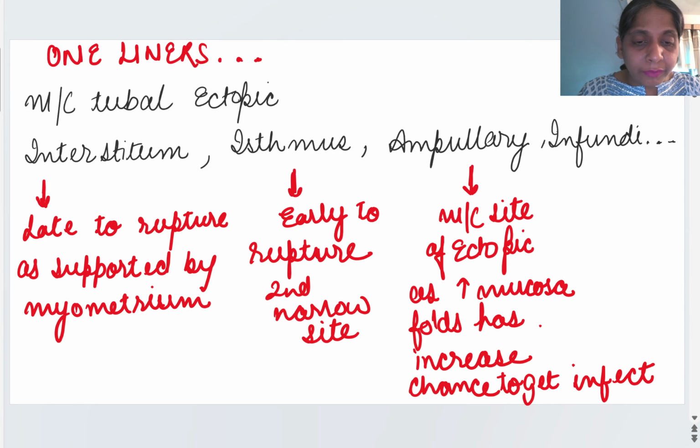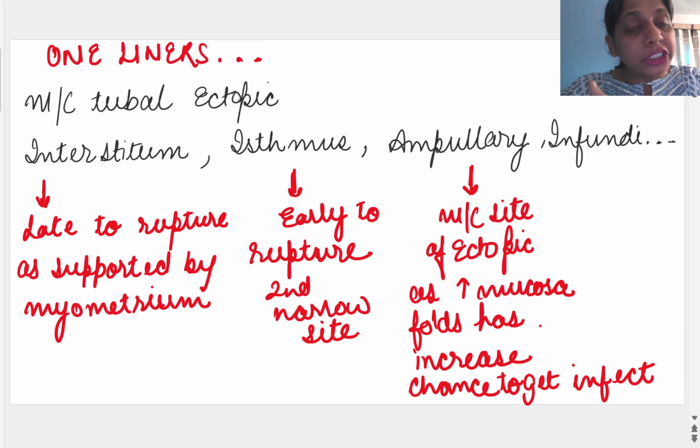Now some one-liners. We have done the ectopic pregnancy also. So you know that the most common area where ectopic pregnancy occurs is the tube, the fallopian tube. And the fallopian tube has four parts: interstitium, isthmus, ampulla, and infundibulum. Now we are going from the uterus to the ovary side. Okay, the first part is interstitium.